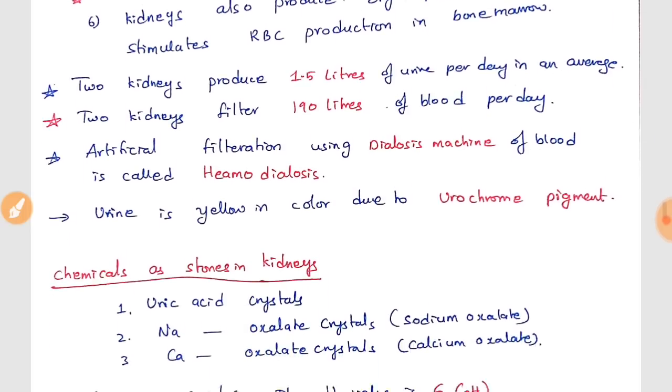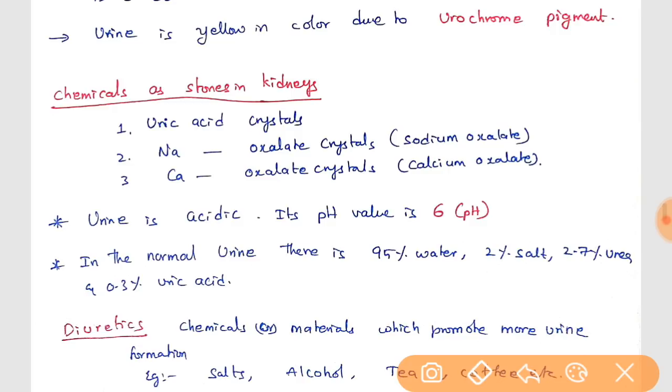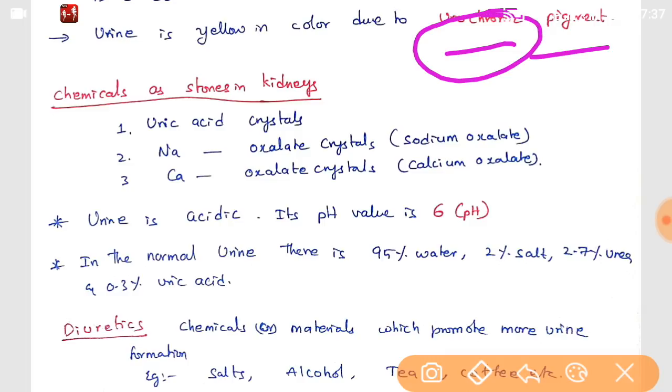And urine is yellow in color due to urochrome pigment, friends. You can see here, urine is yellow in color due to urochrome pigment. Urochrome pertains to yellow color, friends.